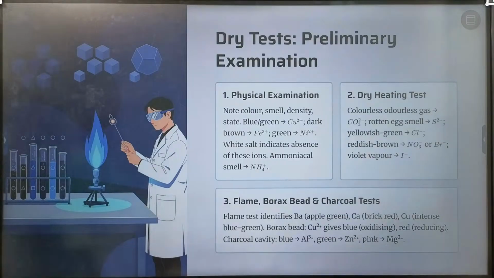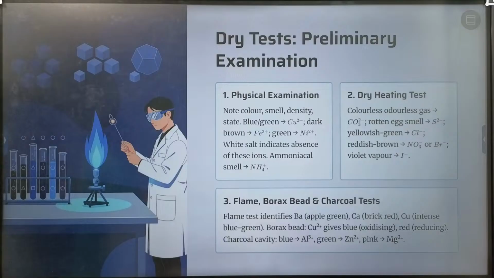In the preliminary test, you have the physical examination. The first one is physical examination, where you view the substance and identify the color and what odor you get from the substance. From that, you can have a basic idea about the salt which is given. If it is blue or green in color, the salt may contain copper. If it is brown, it indicates the presence of iron. And if the salt is green in color, it indicates the presence of nickel.